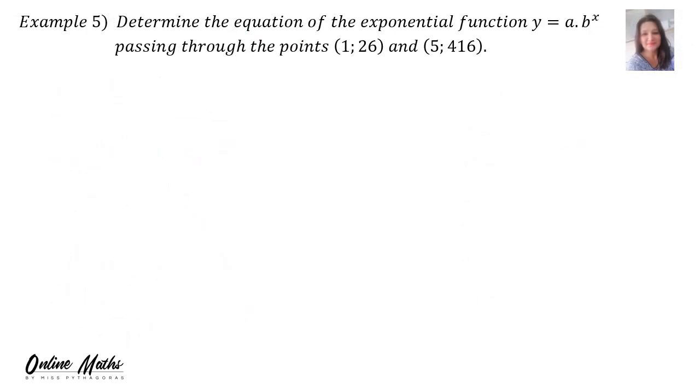Example 5. Now you will see that I looked hard to find an example here, but I felt I had to add this example here. What if you get something like this? Now let's see. The question says, determine the equation of the exponential function y is a times b to the x passing through the points (1, 26) and (5, 416).